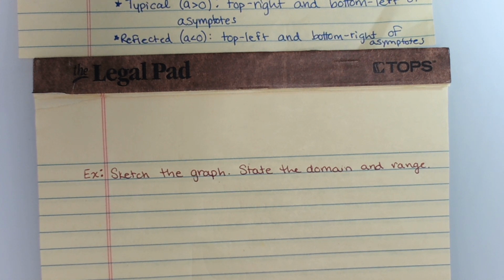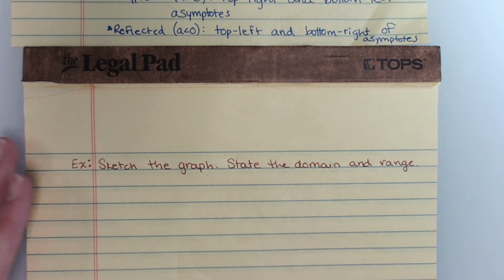Today we're going to be doing some graphing. Sketch the graph, state the domain and range. Now, it says sketch for a reason. I'm not looking for graphs to be perfect. If I was looking for them to be perfect, we would be making a table. I am looking for them to have the general idea.